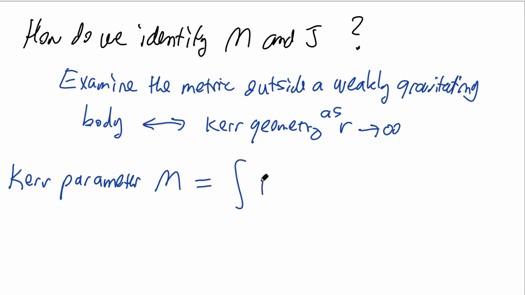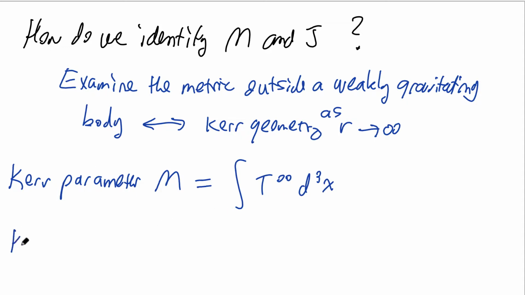is given by the integral of T^00 integrated over all space. This is the 0,0 component of the stress-energy-momentum tensor for the weakly gravitating body, and it's in a nearly Newtonian frame, so we're in the rest frame of the body. So this is the energy density of the body. The integral of the energy density is the total energy, or total mass, of the body.